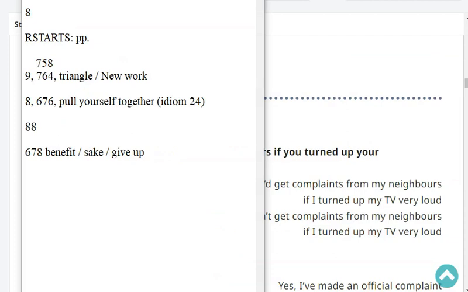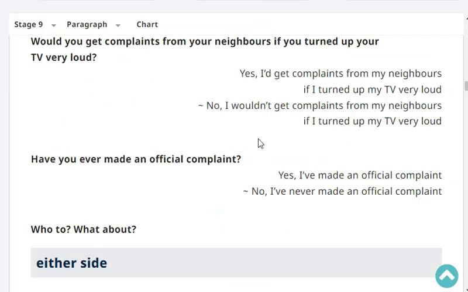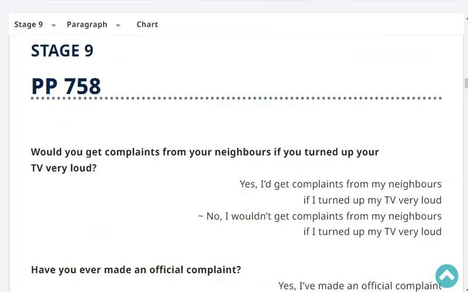Five. Okay, here we go. Would you get complaints from your neighbors if you turn up your TV very loud? Yes or no? Yes, I'd get complaints from my neighbors if I turn up my TV very loud. Very good.